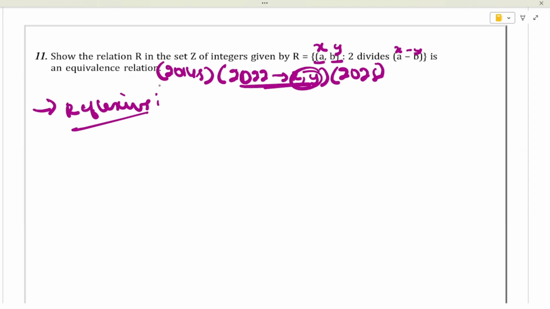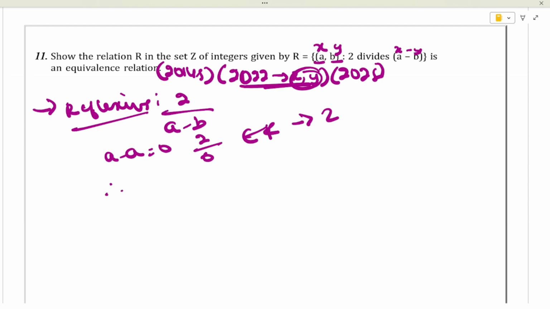2 divides a minus b, that is what they have given. Now for a minus a, it will be equal to 0. 2 divides 0, that means it will belong to R, that is Z. So you can say that R is reflexive.